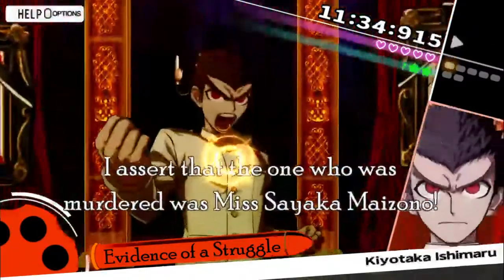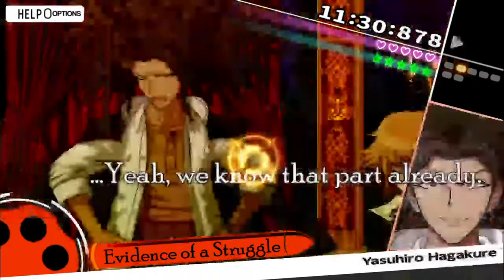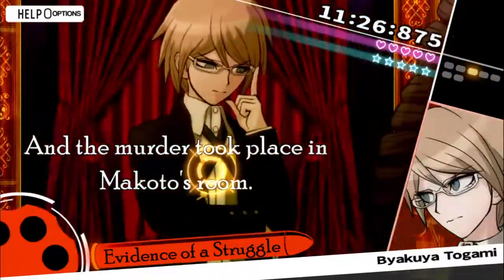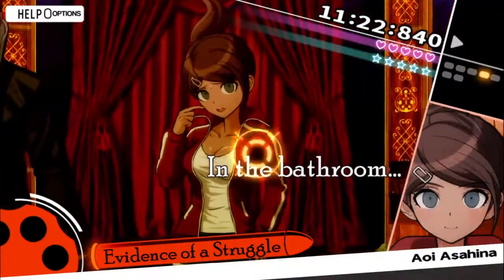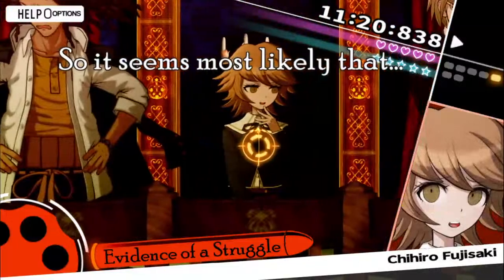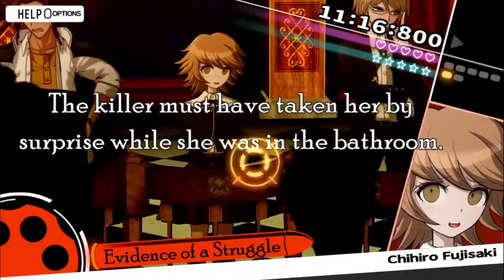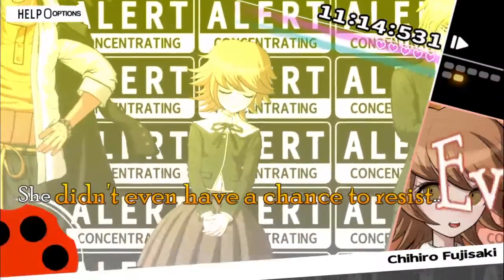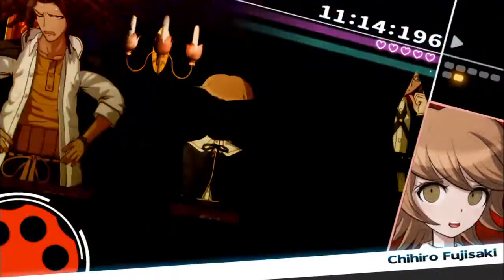I assert that the one who was murdered was Miss Sayaka Maizono! Yeah, we know that part already. And the murder took place in Makoto's room. In the bathroom. So it seems most likely that the killer must have taken her by surprise while she was in the bathroom. She didn't even have a chance to resist. Nothing's wrong!